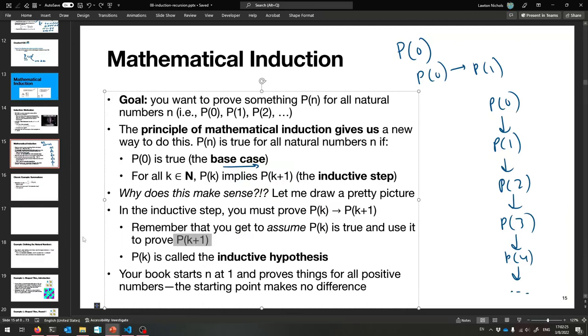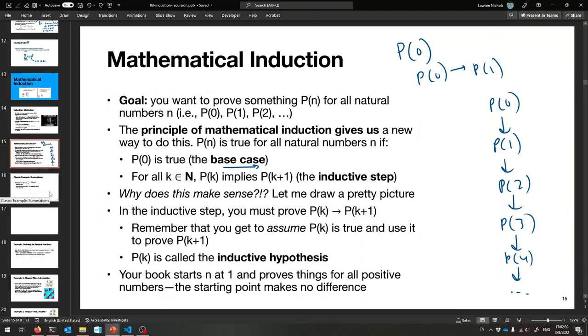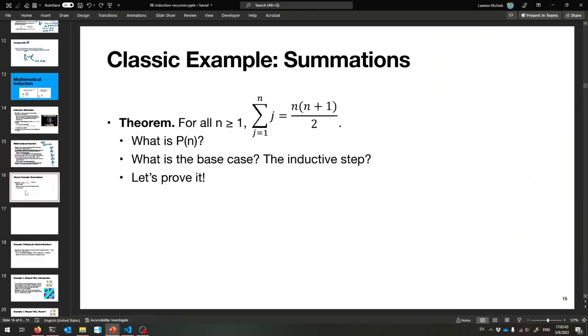So let's talk about this. Also, just as an aside, your book starts n at 1 and proves things for all positive numbers, but this is the way that I learned it, and we're computer scientists, so we're going to start at 0, okay? There is no difference, though. So let me show you mathematical induction. Okay, let me give you an example of it. It's going to take a lot of examples, so just understand that.